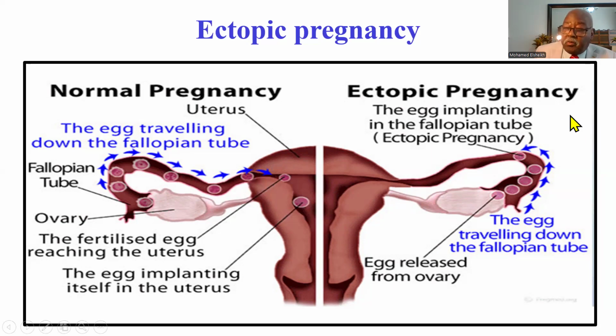In ectopic pregnancy, the egg implantation could be in the fallopian tubes or in other places, as we have said. So it doesn't reach the uterus. The egg travels down the fallopian tube, is fertilized, and then is implanted somewhere in the fallopian tube. This is the commonest site.